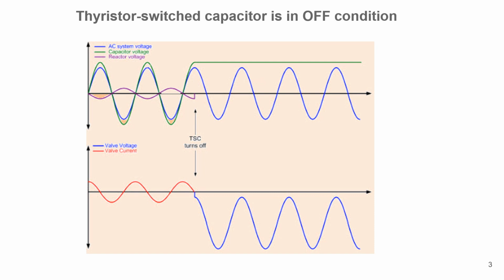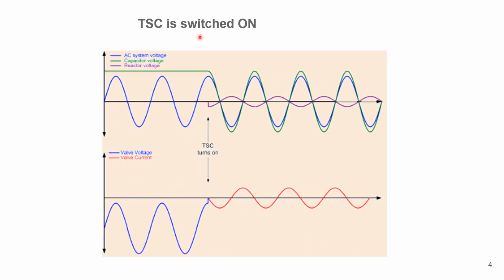The second case is when the TSC is switched on. Switched on means we have valve current present, and the reactor voltage is present here. You can see the capacitor voltage, and then the sinusoidal shape comes. That is when the TSC is switched on.